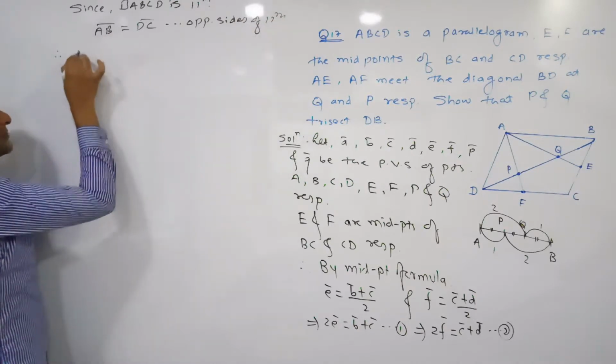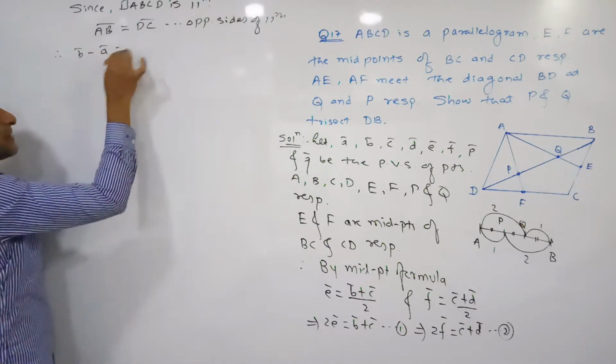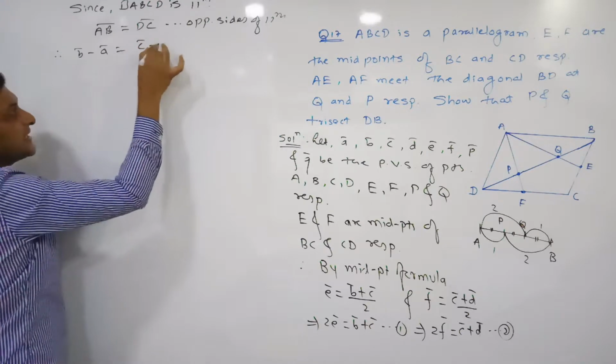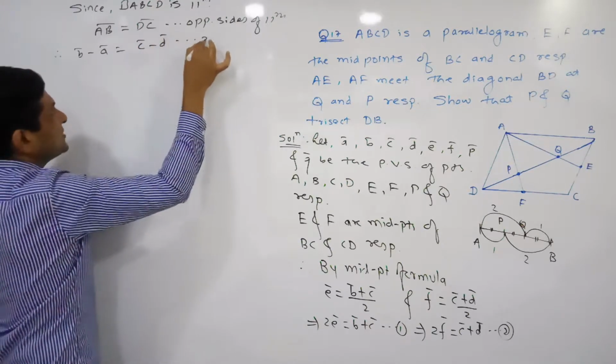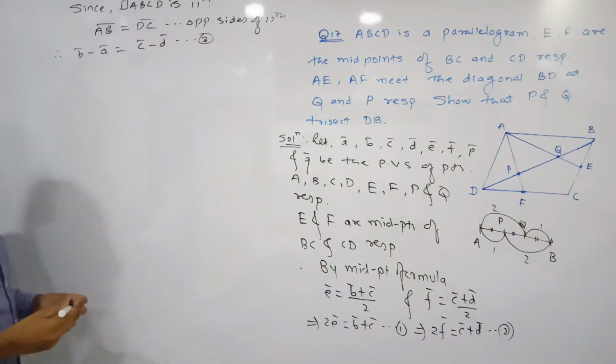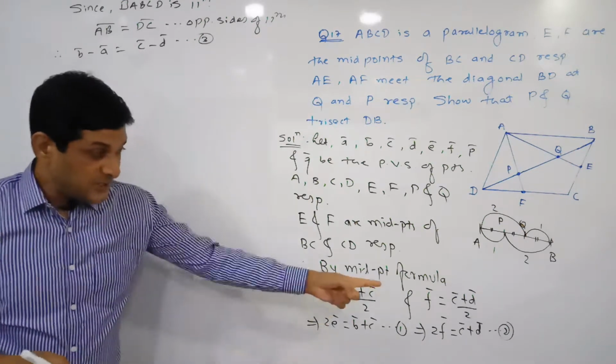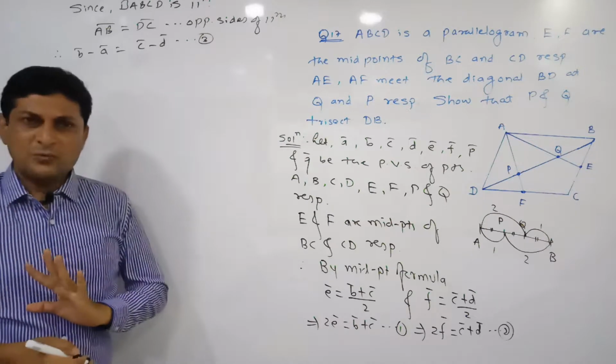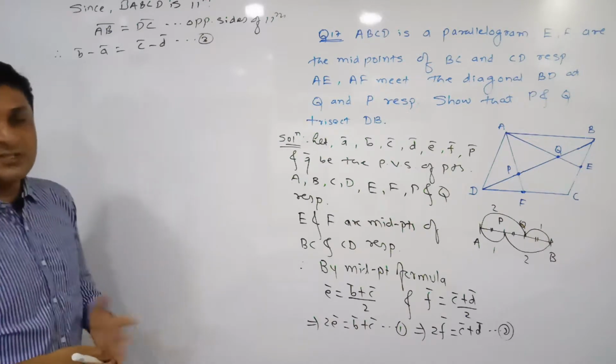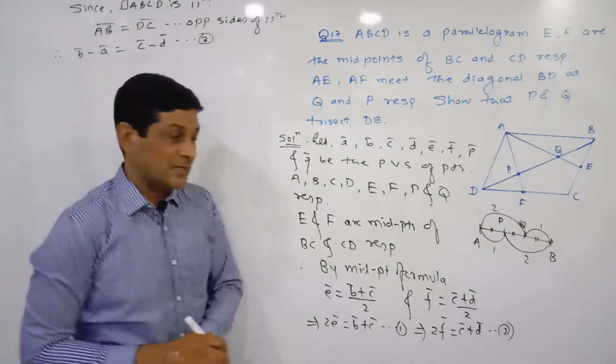Now AB bar in terms of position vectors can be written as B bar minus A bar, and DC bar can be written as C bar minus D bar. Let us denote it by equation number 3. Now we have three equations: first, second and third. We have to solve these three equations in such a way that we get our required result.